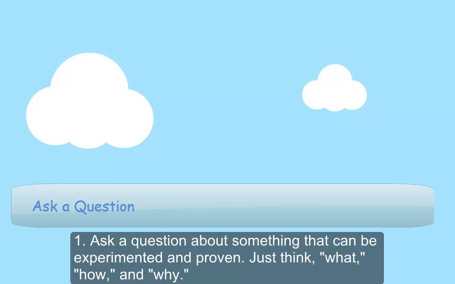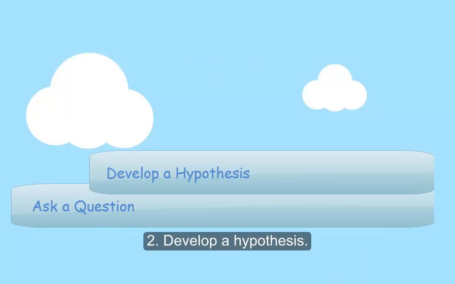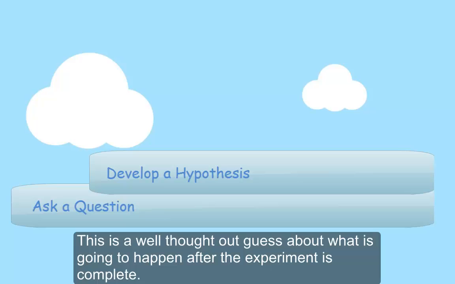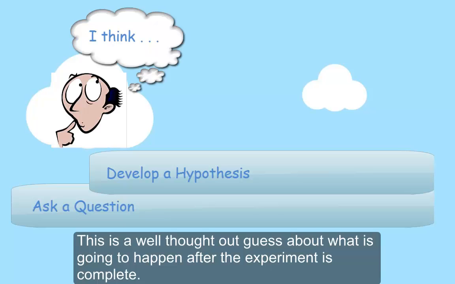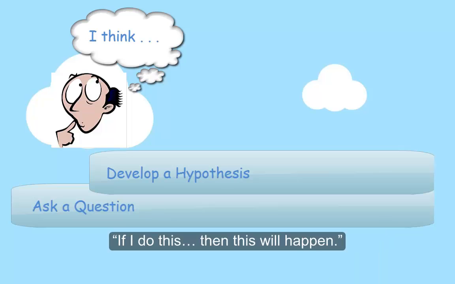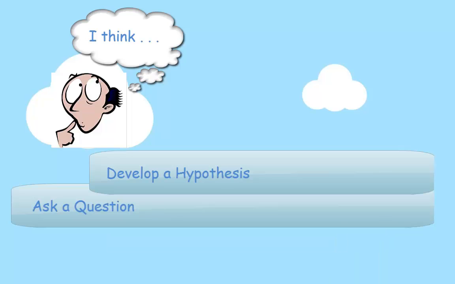1. Ask a question about something that can be experimented and proven. Just think what, how, and why. 2. Develop a hypothesis. This is a well thought out guess about what is going to happen after the experiment is complete. If I do this, then this will happen.